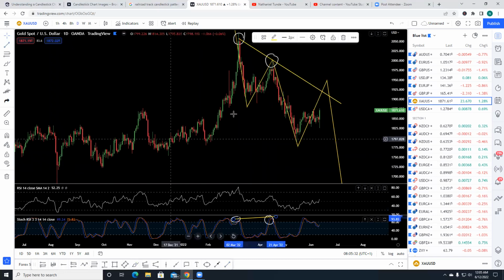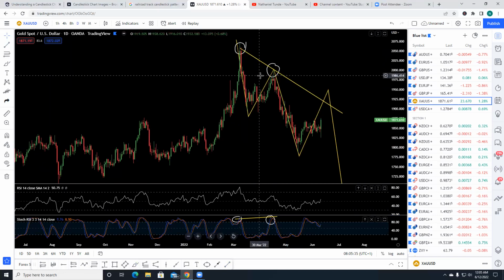Hidden bearish divergence. So when you have spotted your candlestick pattern, you have spotted the selling pressure, you have done everything, come to the RSI or stochastic, and when you spot a hidden bearish divergence, that is a confirmation of the existence of a continuation move to the downside. Go and watch my video on divergence trading strategy. You are going to see the detailed analysis of hidden bearish divergence.